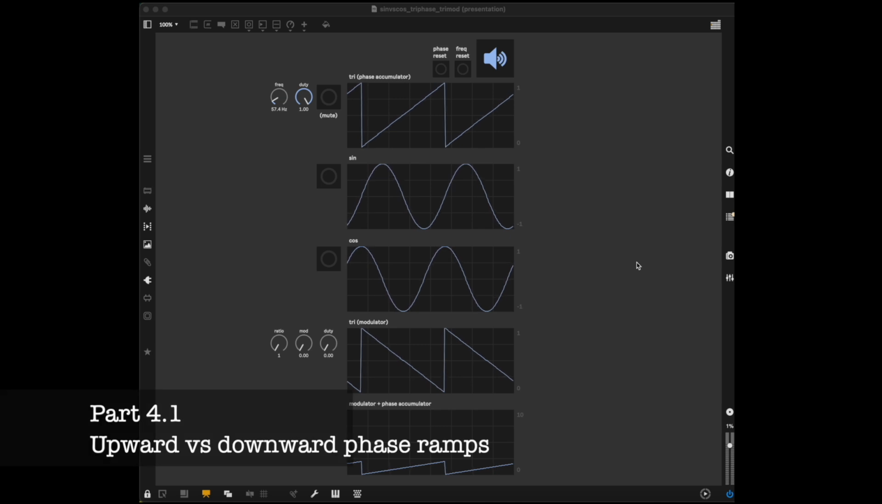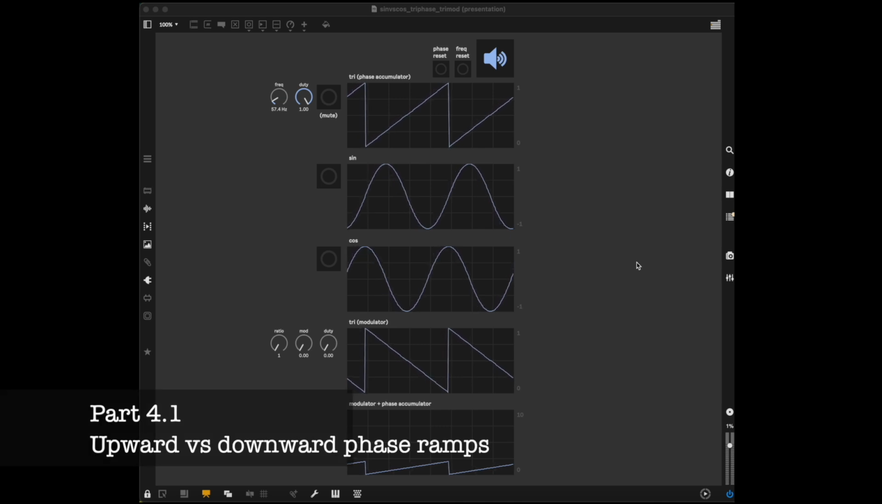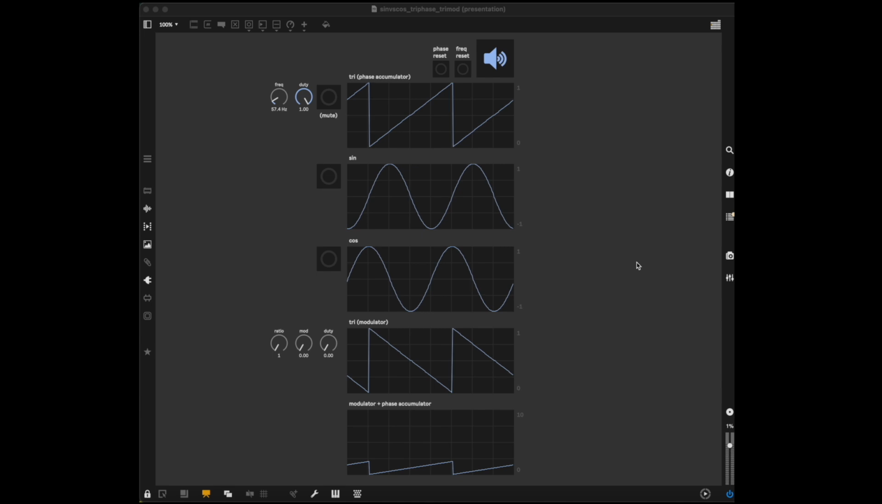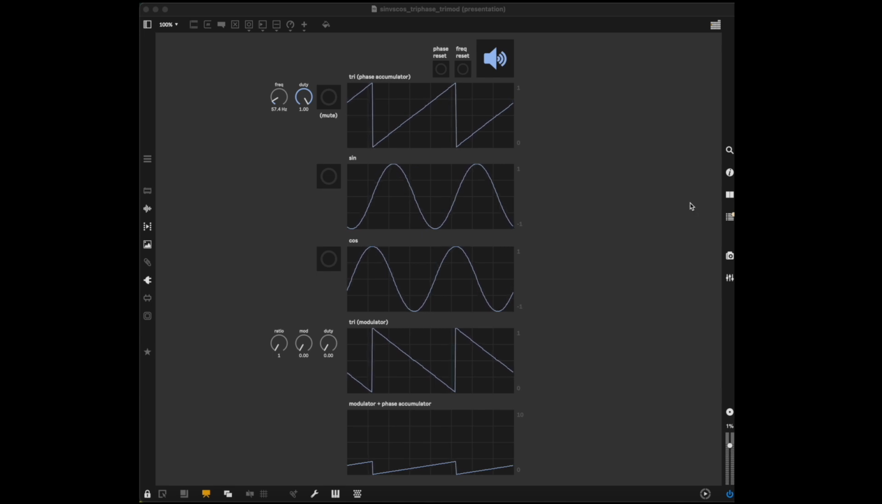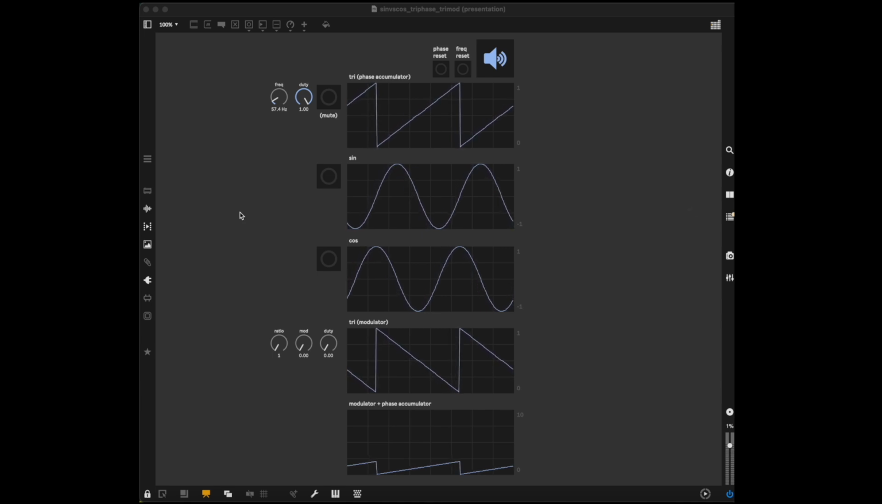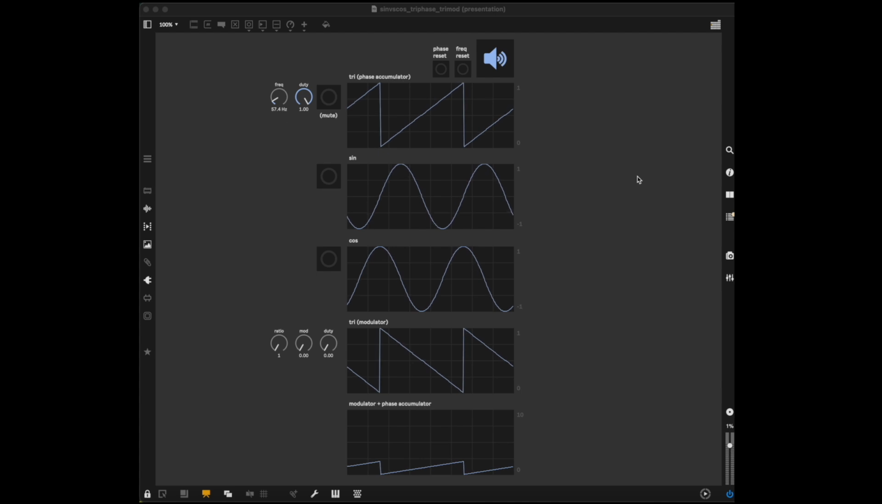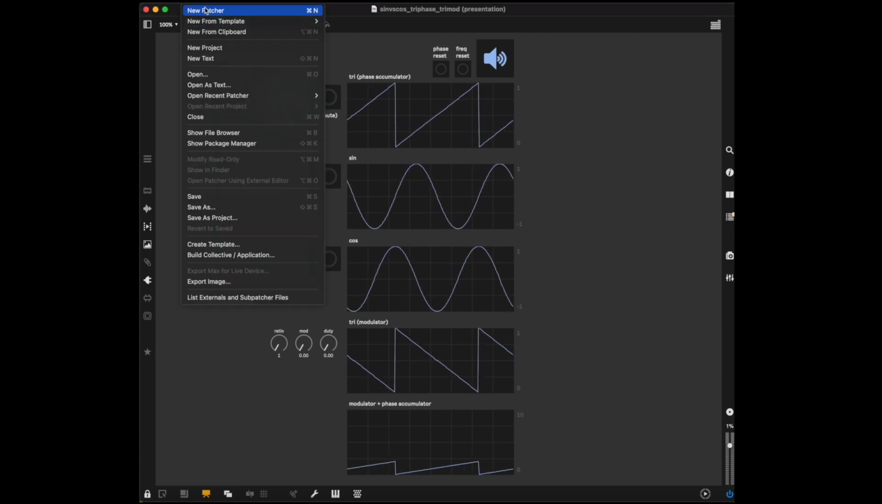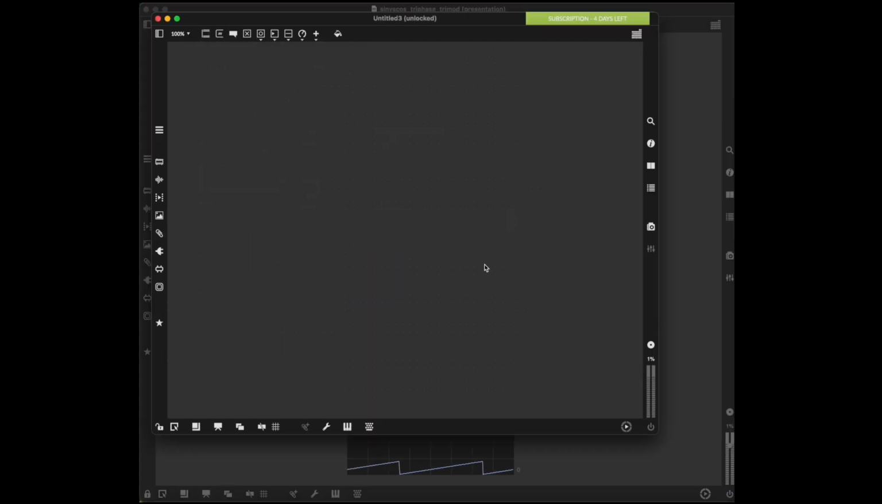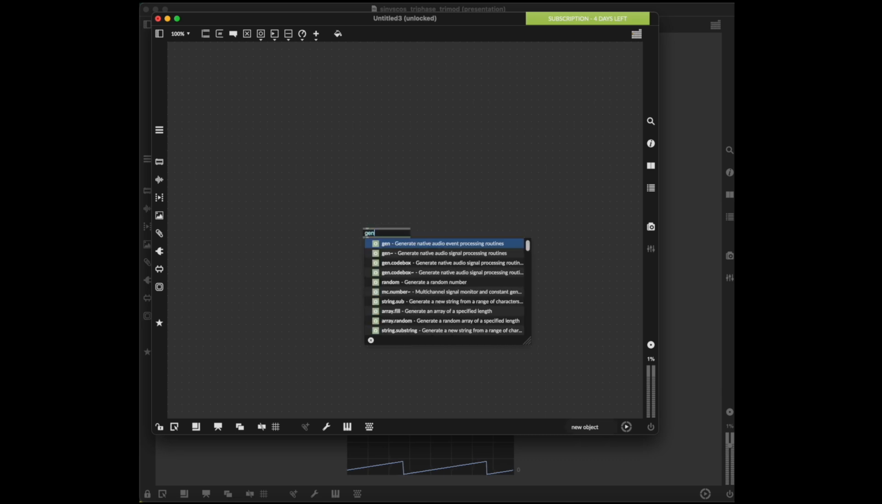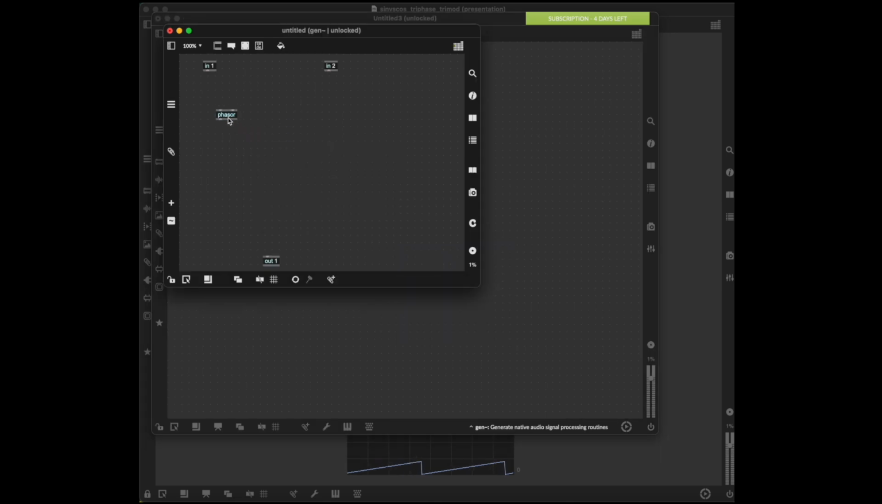So remember when I said in the FM tutorial video that you should never use a saw wave as a modulator in a phase modulation synth? Well, it's time to evidence that claim now. So before I do this, I'm going to just show you something that I used in this patch. So instead of using a regular phase accumulator, I'm going to use an object called triangle.